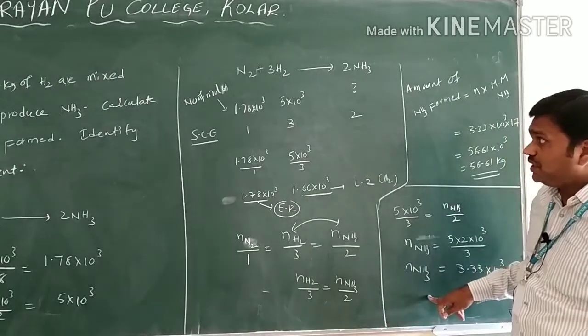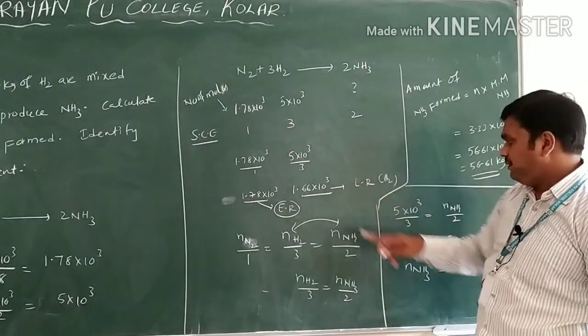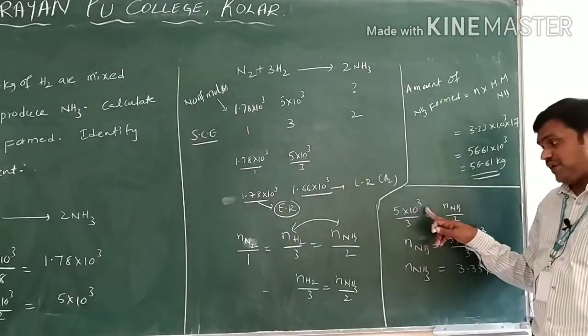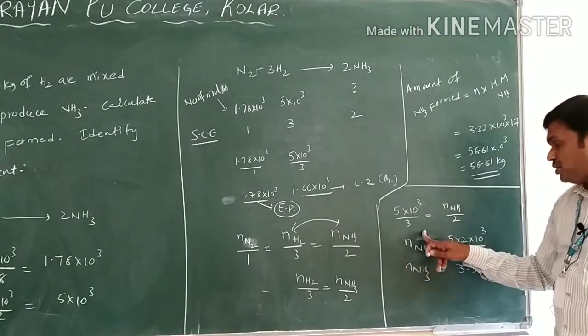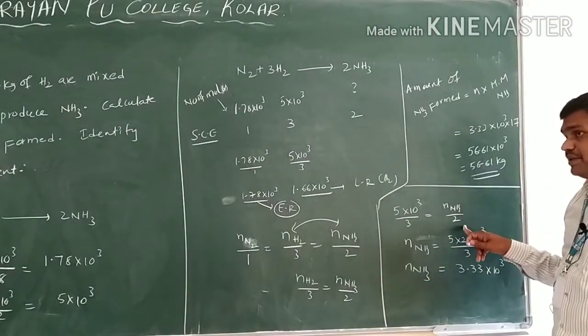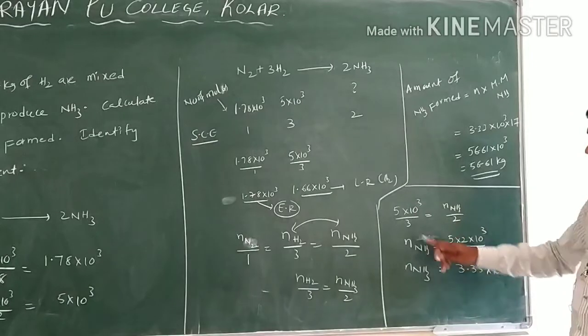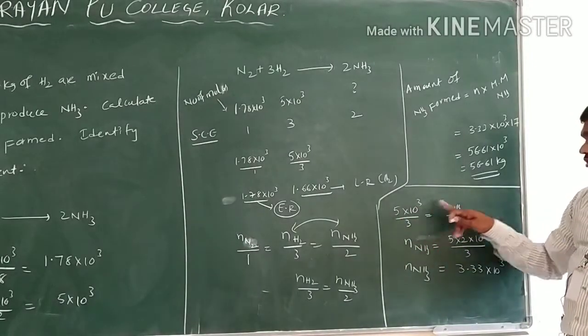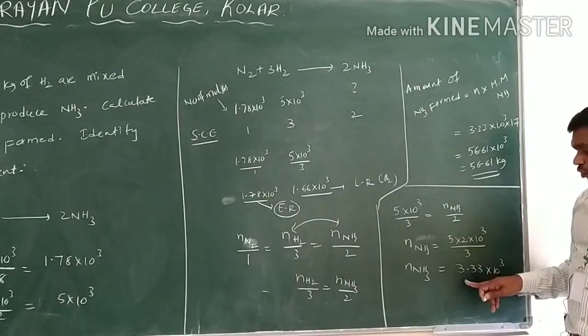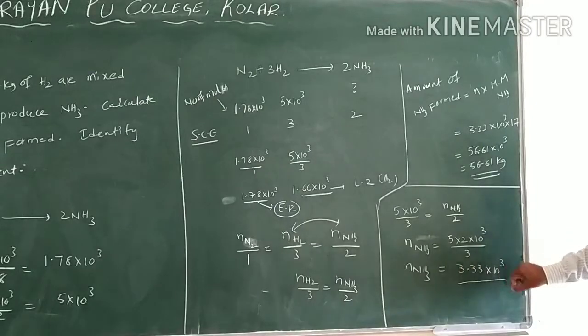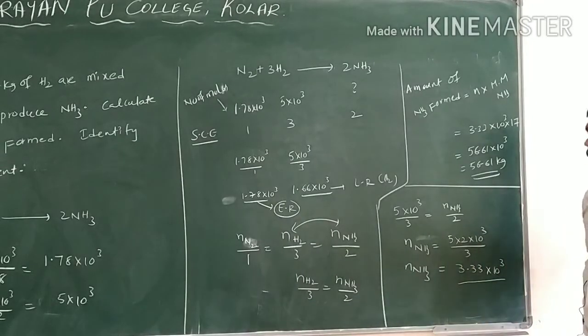How many moles of H2 did you get? You got 5 into 10 cube. So 5 into 10 cube by 3 is equal to number of moles of NH3 by 2. Do the cross multiplication: 5 into 2 into 10 cube by 3. How many moles did you get? 3.33 into 10 cube moles of NH3 formed in the reaction.